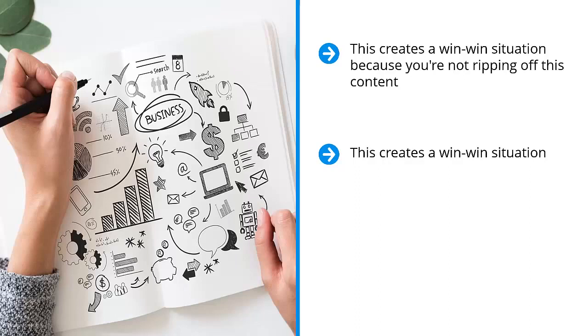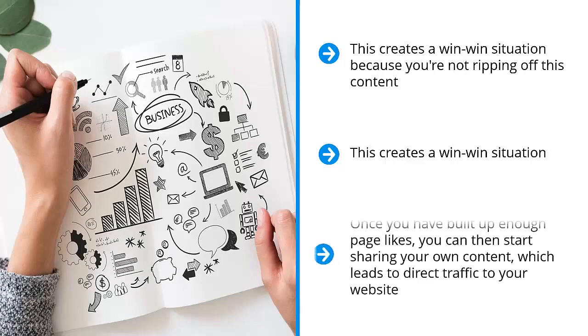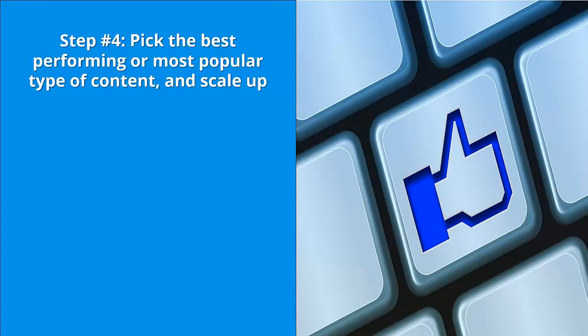You get to build credibility because you're sharing information that your target audience members would actually be interested in, and this leads to the possibility that they would like your page. Once you have built up enough page likes, you can then start sharing your own content, which leads to direct traffic to your website. Step number 4, pick the best performing or most popular type of content and scale up.